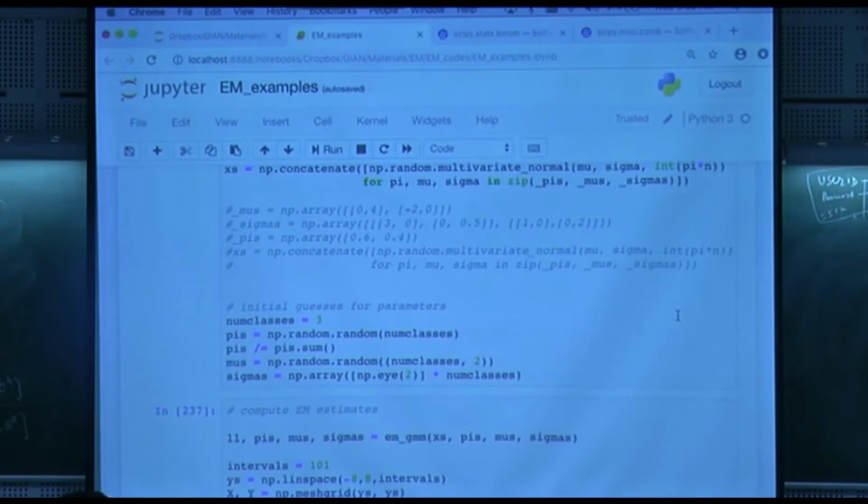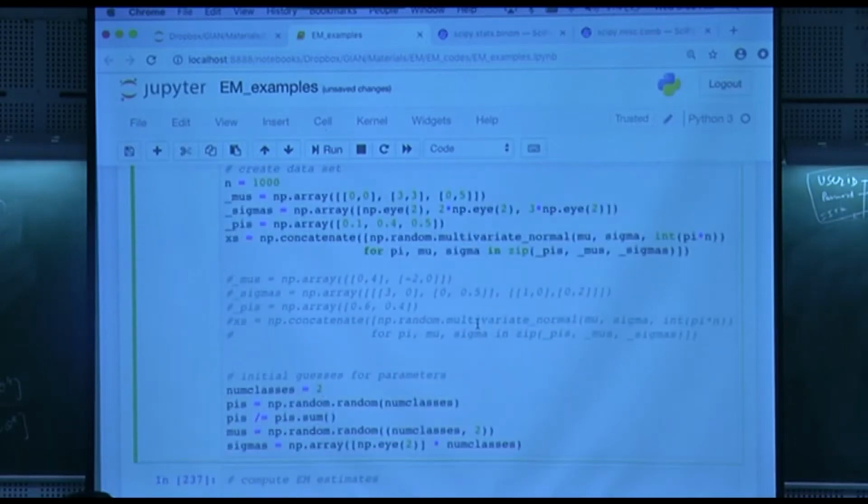Now, actually, let's put this as 2 for now. So although the data came from 3 classes, I don't actually know the number of classes truly in the data, so I could guess it to be something else, run it, and then figure out. Later on I will ask how do we get the right number of classes.